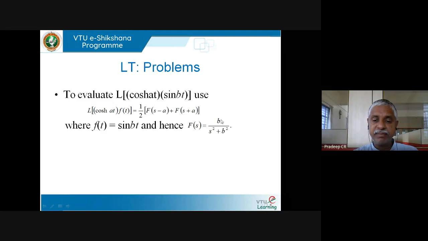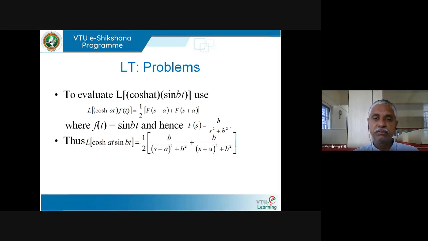Capital F of s is b by s squared plus b squared. So F of s minus a is b by (s minus a) whole squared plus b squared. And similarly, F of s plus a is b by (s plus a) whole squared plus b squared. So add both of them and divide by 2, take the average of the two, and you have ended up with Laplace of cosh(at) into f(t). That's what we will do. I hope it's clear. This is all just straightforward plugging in formula. There is nothing in this.